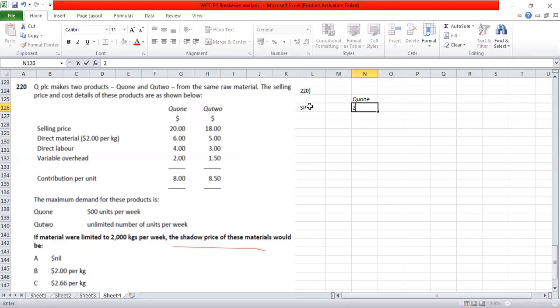Let's first put this one as 20. Then from this deduct the variable costs. One, we have direct material, which is 6. Then we have direct labor, which is 4. Then we have variable overhead, which is 2. So the contribution would be 8. 6 plus 4 is 10, 10 plus 2 is 12. 12 is deducted from 20, it is 8.